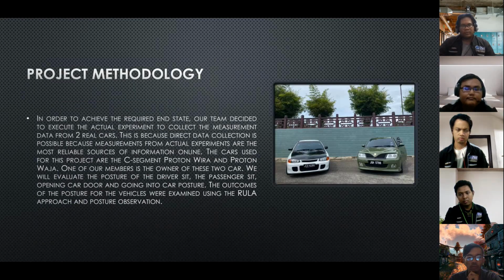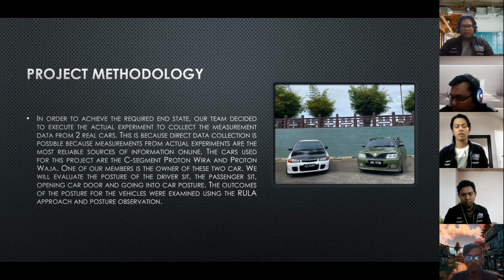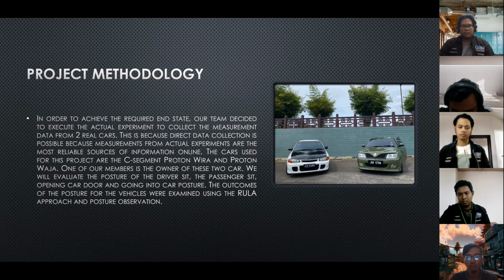Assalamualaikum warahmatullahi wabarakatuh. My name is AZHARI. For the project methodology, in order to achieve the required end state, our team decided to execute an actual experiment to collect measurement data from two real cars. This is because direct data collection is possible, and measurements from an actual experiment are the most reliable source of information. The cars used for this project are the C segment Proton Wira and Proton Wajah. One of our members is the owner of these two cars. We will evaluate the posture of the driver seat, the passenger seat, opening the car door and going into the car. The postures in the vehicle were examined using the RULER approach and posture observation.